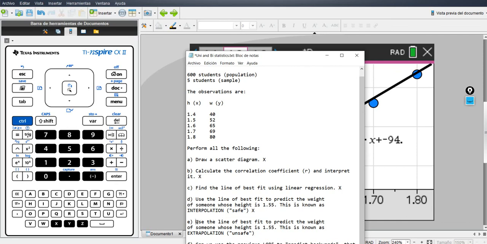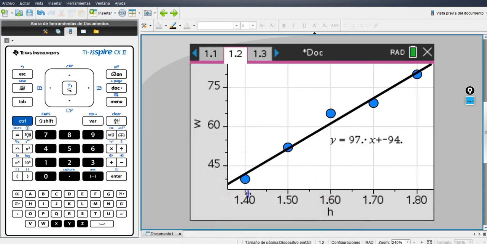Next, use the line of best fit to predict the weight of someone whose height is 1 meter. So it's kind of like a kid, right? Okay, so let's check. This is known as extrapolation. Why? Because we're trying to predict the weight of somebody whose height falls outside the range that we were working on, from 1.4 to 1.8. It's way, way over here to the left, you see? So that is called extrapolation. Okay, and let's see what we get.